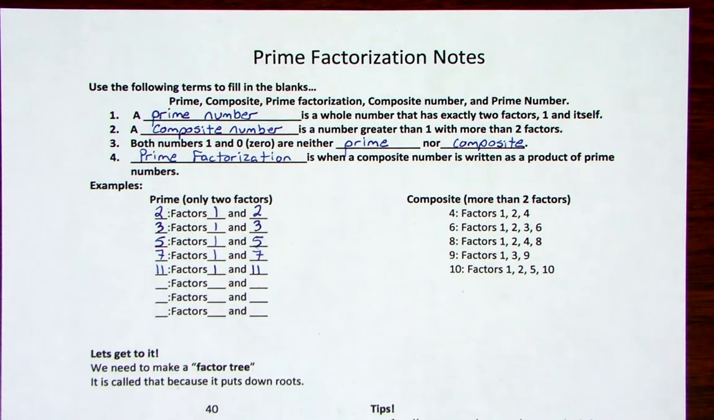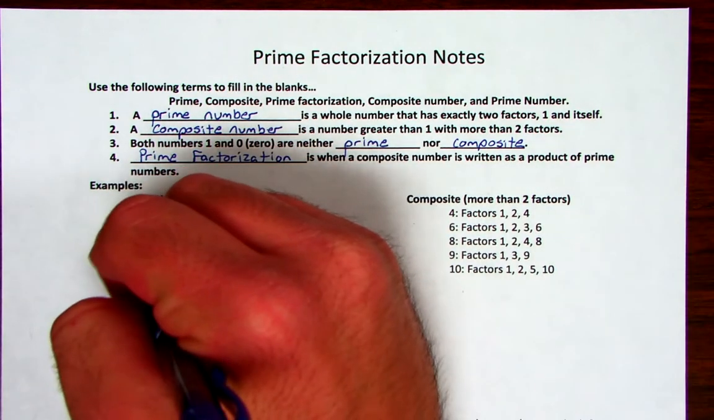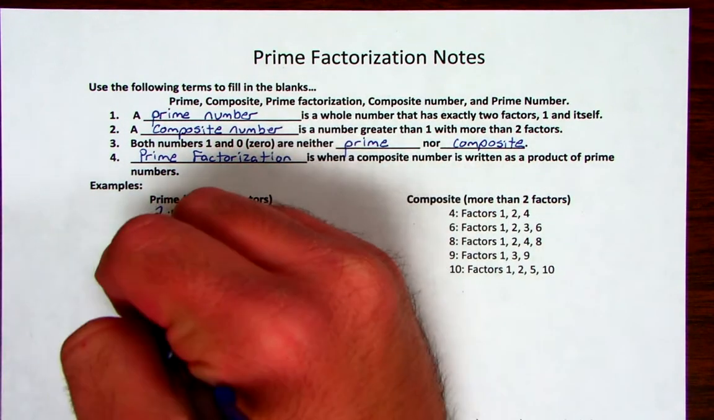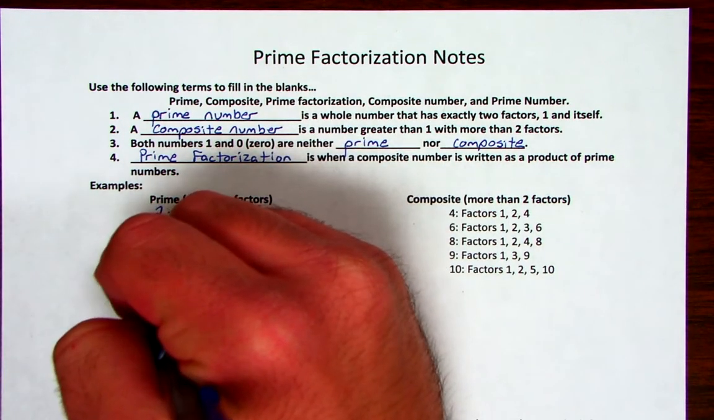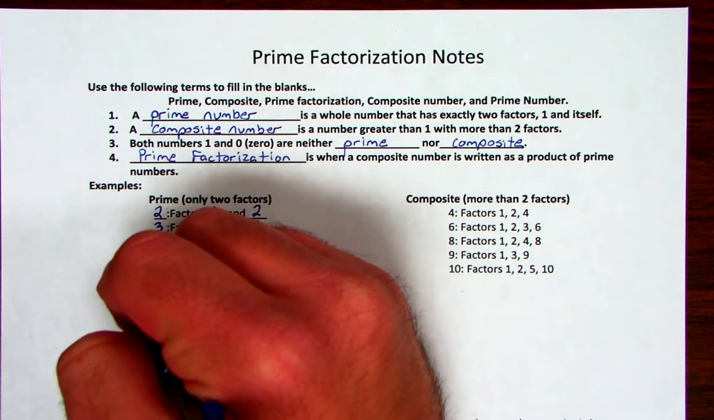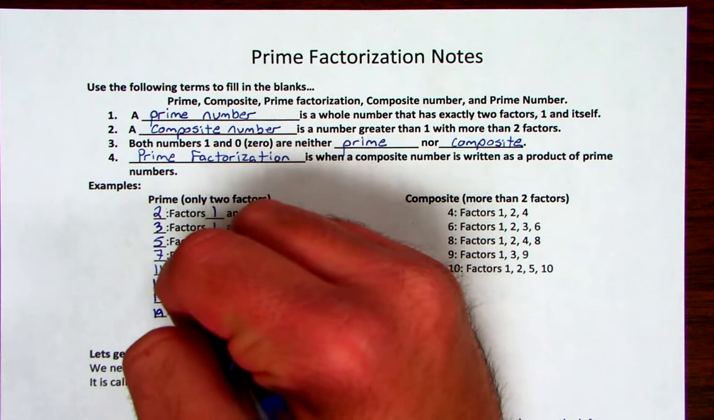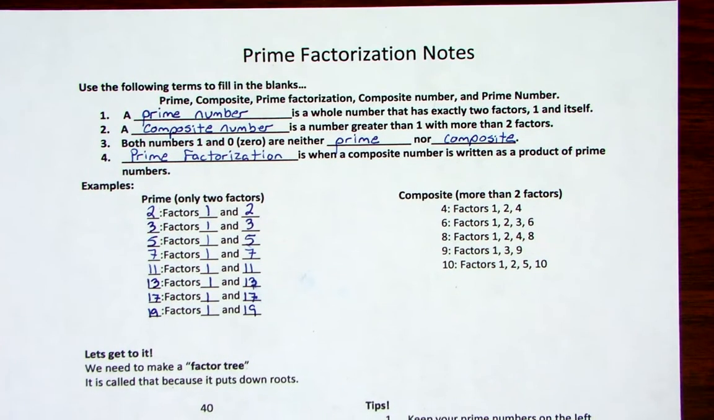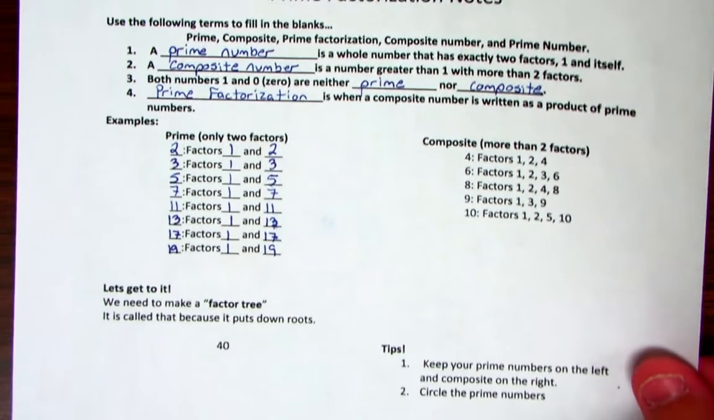Then I'm just going to go ahead and finish filling this out. You have 13. You have 17. And you have 19. Now, are there more prime numbers? Absolutely. We're just stopping right there. This is going to go on forever and ever. Alright, now let's get to it.